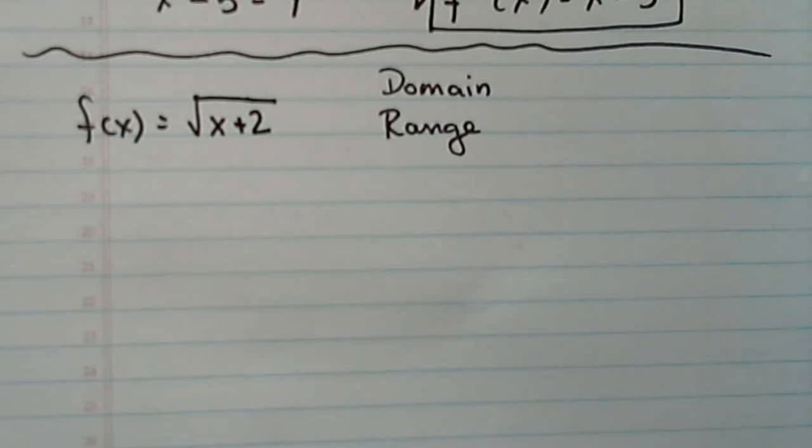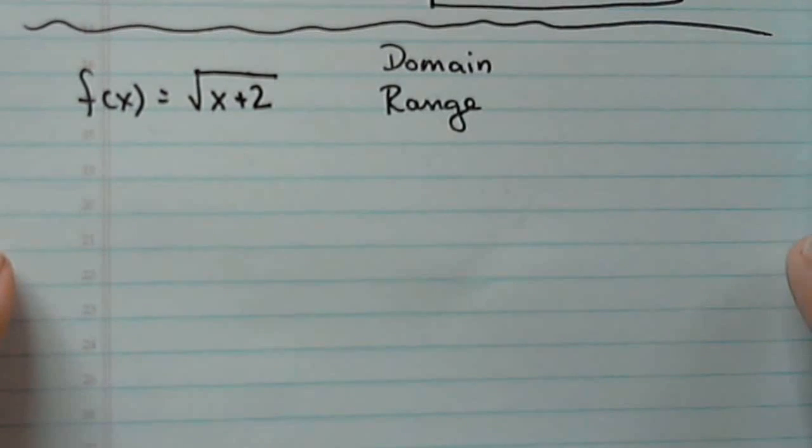Okay, let's look at another equation. f of x is the square root of x plus 2. I want to find the domain and range of the square root of x plus 2. Then we need to find the inverse and then the domain and range of the inverse.